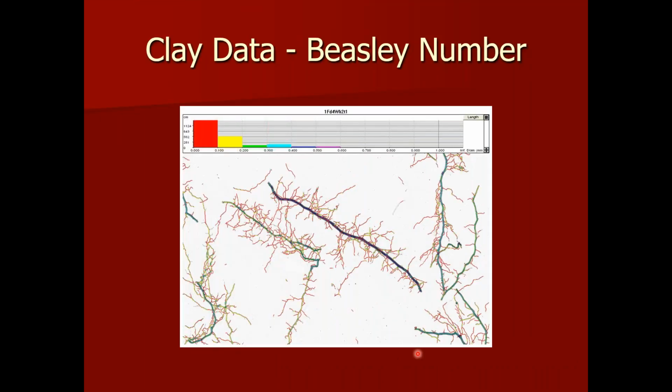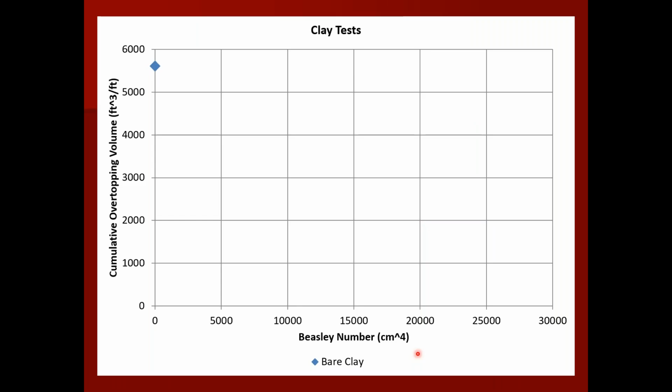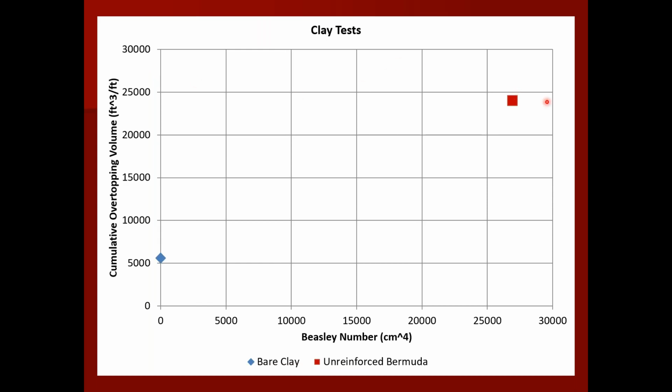So now we wanted to be able to correlate that back, as I said, to performance. I'm going to go through these plots quickly, but they just tell a sort of story. So the Beasley number for bare clay is 0, and you can see my cumulative overtopping volume, which is, again, the surrogate for load that was put onto the embankment, about 5,500. If I have unreinforced grass, my core samples gave me a Beasley number of about 27,000, and I had a corresponding performance associated with that unreinforced Bermuda grass.